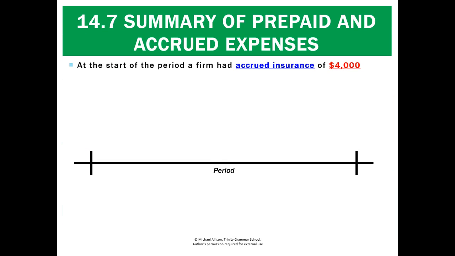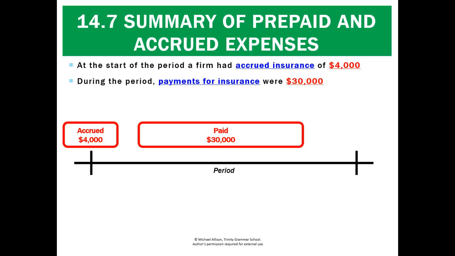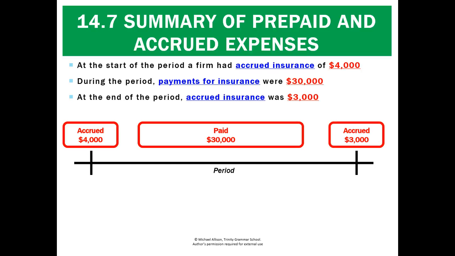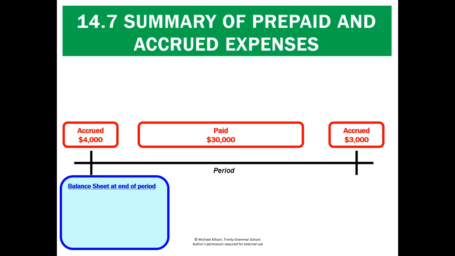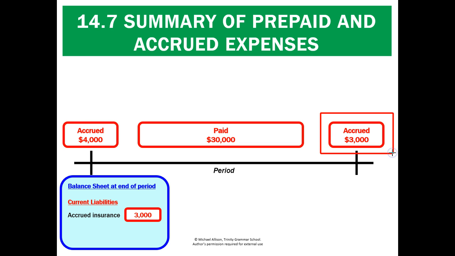Another example, let's say at the start of the period we had accrued insurance of $4,000. What that means is that was incurred last period, but it's going to be paid this period. During the current period, payments for insurance were $30,000. And at the end of the period, we've got an accrued insurance liability of $3,000. So what we want to figure out is in our balance sheet at the end of the period, how much are we going to record? At the end of the period, we've got $3,000 under current liabilities of accrued insurance. And the reason is we haven't paid this amount. It's been incurred but not yet paid.